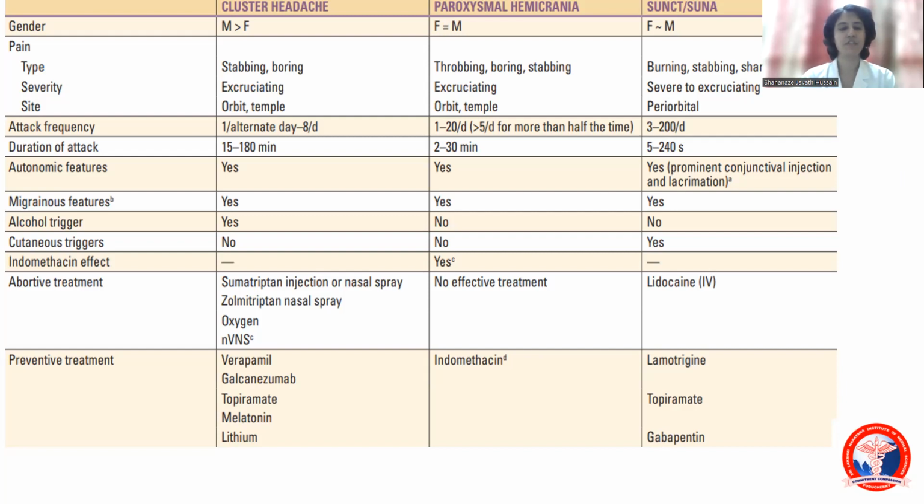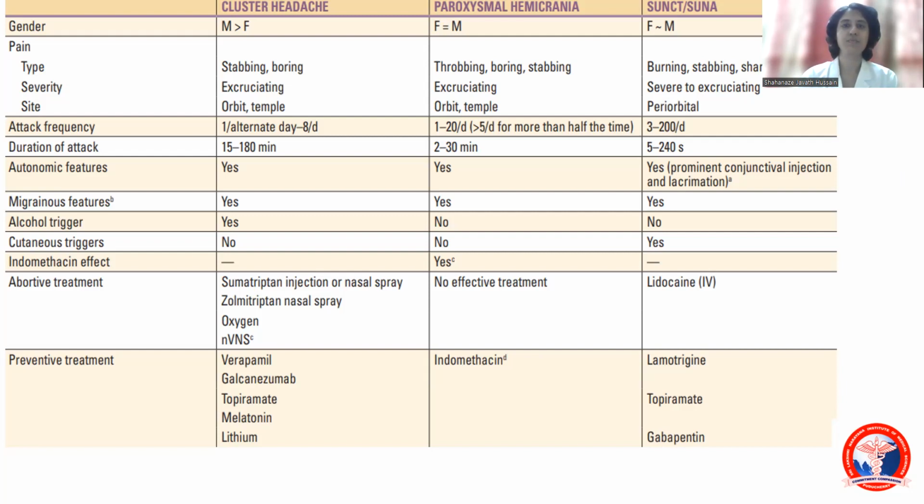So for prevention of cluster headaches, the drug which is indicated is verapamil. It's a calcium channel blocker. Other drugs can be galcanezumab, that is a CGRP antagonist, topiramate, melatonin, and lithium.